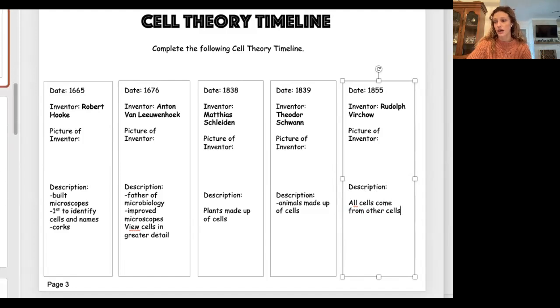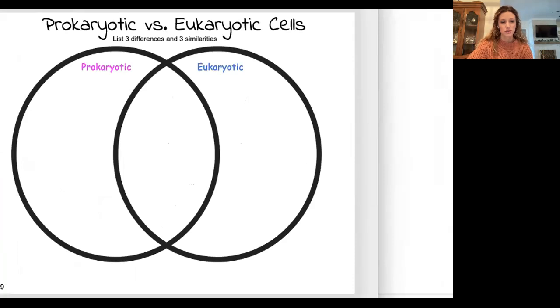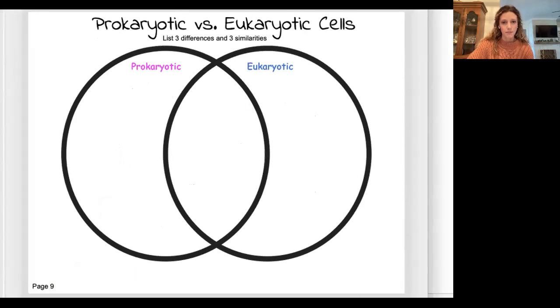All right, after you've gotten that done, go to page 9. Okay, so let me insert a text box. Okay, there we go. So now we're basically going to be comparing prokaryotic cells and eukaryotic cells. I'm not going to do all of these with you. You need to give me 3 differences in each one. I'm only going to write 1 in each one. So you need to be listening or going back through your notes.